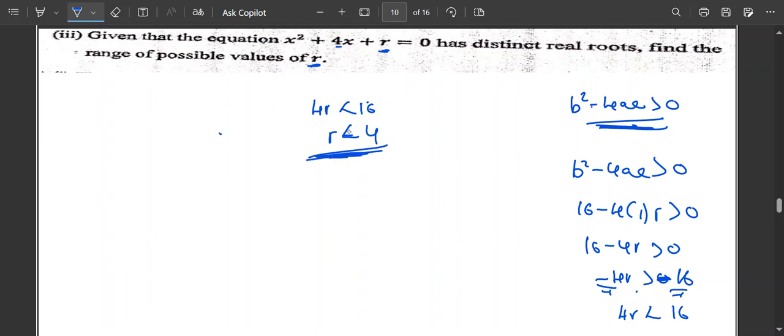These are the possible values of R. So you always put, let's say, 3, anything that is less than 4. Those were possible values of what? Of R. Okay, so this was the expression. So that's how you're supposed to solve this one.